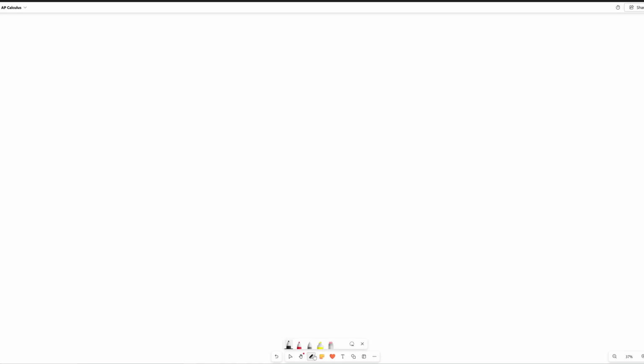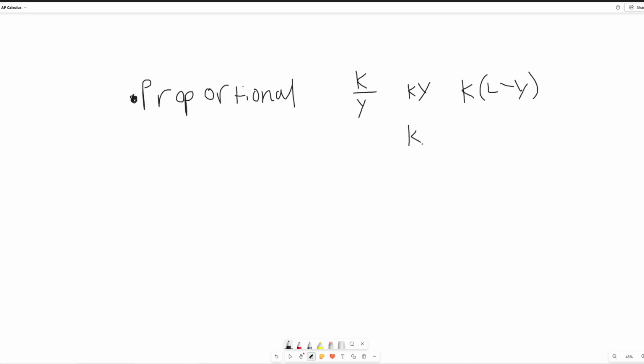So what can we take away from this unit? Well, proportional means that there is a k involved. So you'll either have k over y, or you'll have ky, or you'll have k times L minus y, or you'll have ky times L minus y. This is your logistic function. It will sometimes ask for that. It will sometimes say, which function models a logistic growth of y, and you will just pick the one that is in this kind of format.